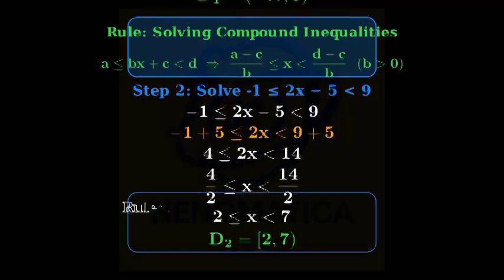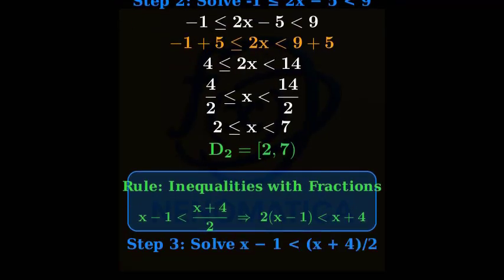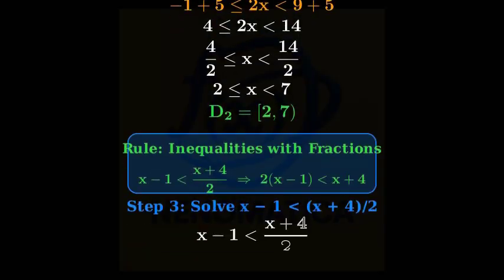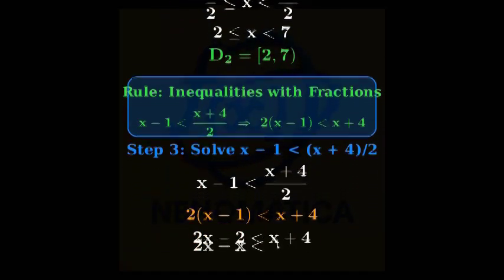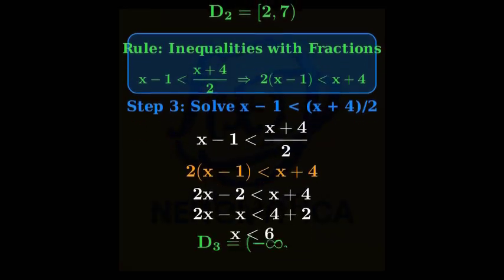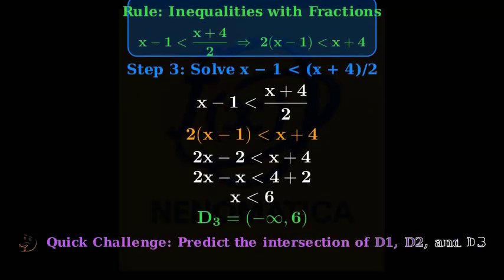Step 3. For a fraction inequality with a positive denominator, multiply both sides by 2. 2 times x minus 1 is less than x plus 4. Rearrange to get x less than 6. Therefore, d sub 3 equals the open interval -infinity to 6. Quick challenge. Predict the final intersection before it appears.